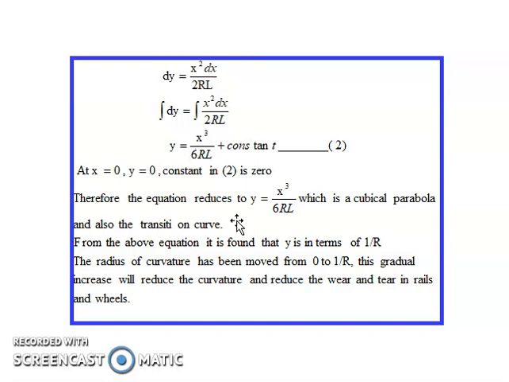So these are all the small descriptions regarding curvature and radius of curvature.